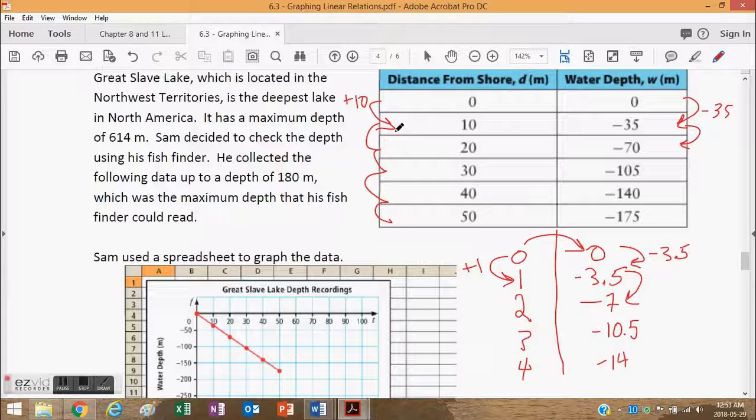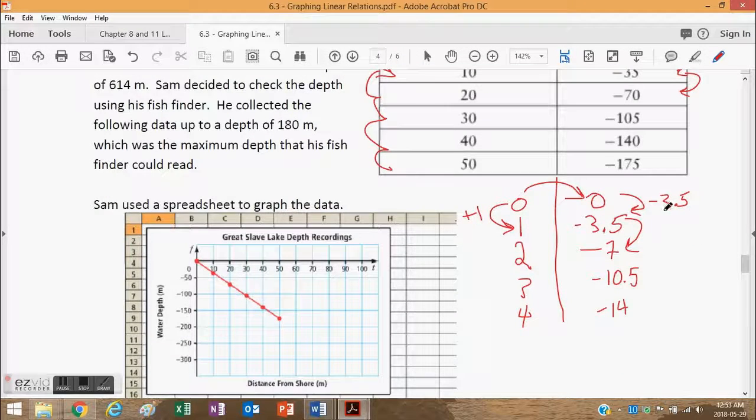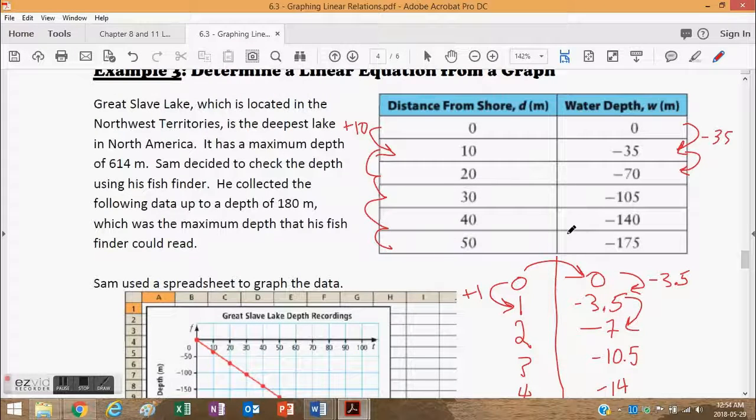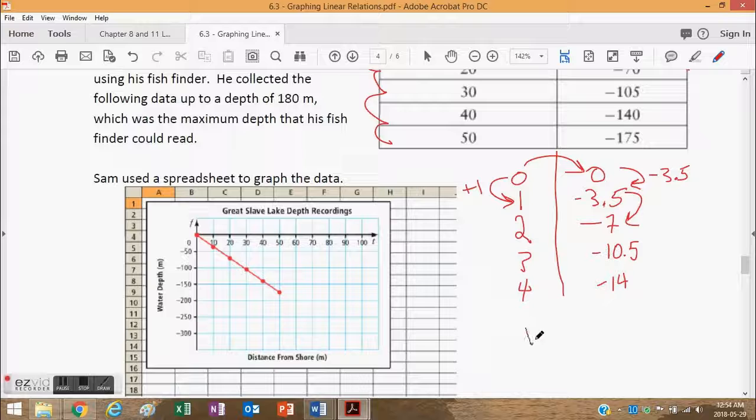If it's a linear equation, which we're being told we have to assume it is, then that's going to be true even if we divide this by 10 to figure out what happens when the distance goes up by 1, and we divide this by 10. It's got to be the same. It's going down by 3.5 every time, so we're multiplying by 3.5. So it seems like the water depth is equal to the distance from shore multiplied by negative 3.5.